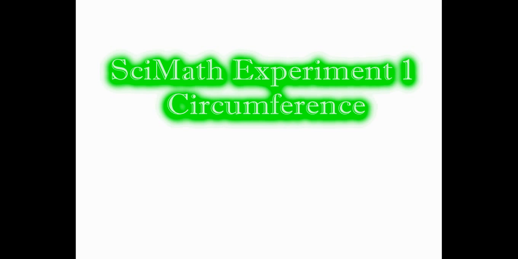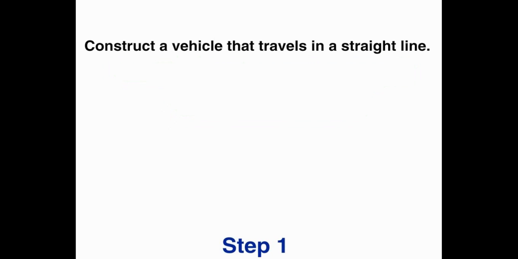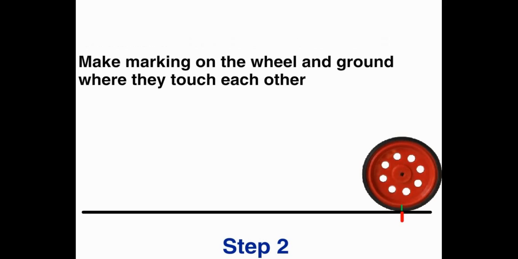Hello everyone. In this video, we are going to see how to perform the experiment related to circumference. For this, we need to construct a vehicle that travels in a straight line. Once you have constructed the vehicle, keep the vehicle on the ground and then mark the place where the wheel and ground are touching each other. Mark both the wheel as well as the ground.